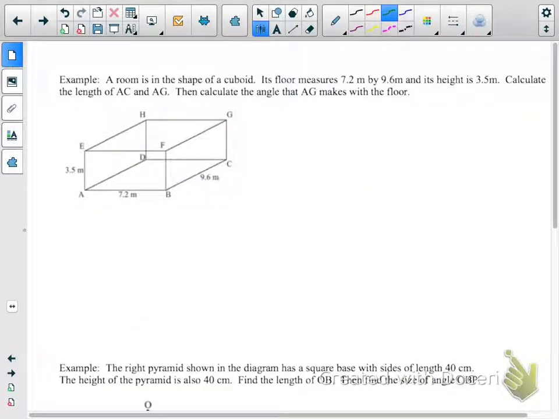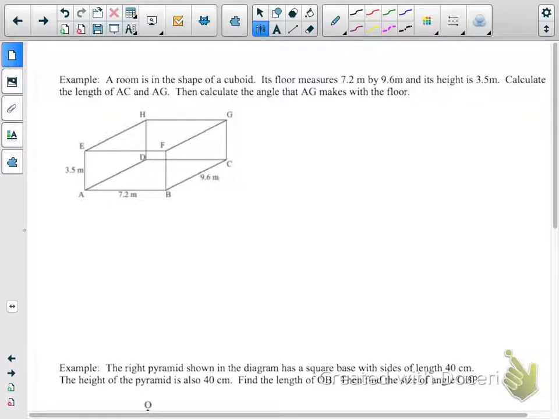Okay, so we have a room in the shape of a cuboid, and its floor measures such and such. Calculate the length of AC and AG, and then calculate the angle that AG makes with the floor. Now, here's the thing. In IB, they like to have part A, part B, part C kind of questions. So a lot of times, by the time you get to part C, you will have used part A and part B. Now, sometimes if you can't figure out how to get part A and part B, go ahead and make something up just so you can get to that part C.